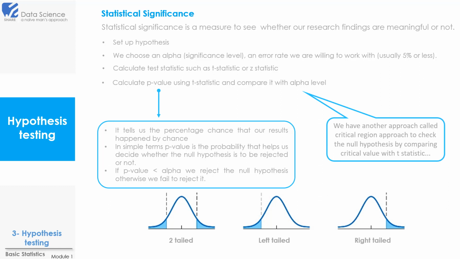Now we have another approach to test our null hypothesis, that is called as critical region approach. In this approach, we find the critical value using alpha and then compare it with the t statistic. Now I'm not going into more details of it. It's a pretty simple method and one can Google it as needed. But p-value approach that we are going to use is a widely used method, so we'll stick with it only.